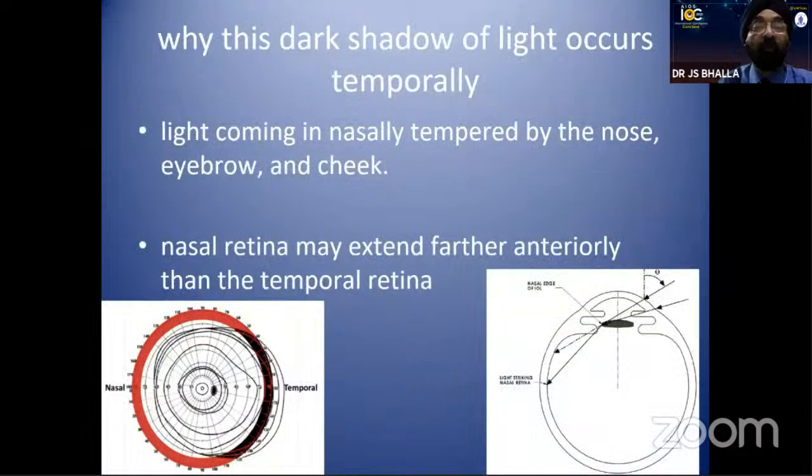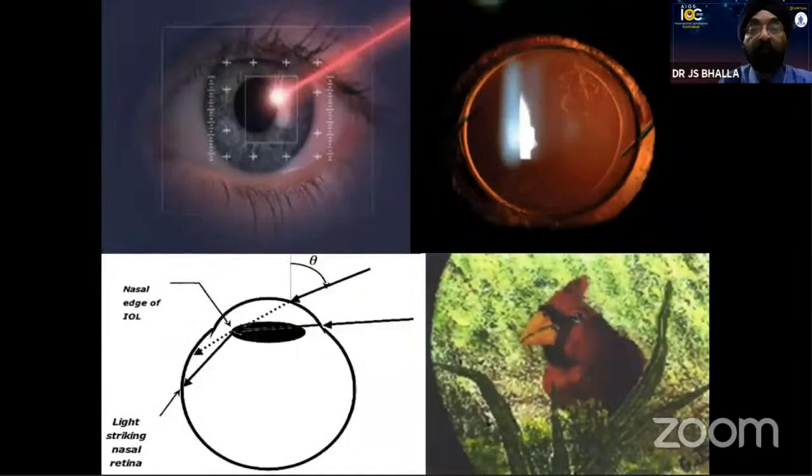Why it occurs only temporally is because the light coming in nasally is blocked by the nose, eyebrow, and cheek. And secondly, the nasal retina may extend further anteriorly than the temporal retina. These are some of the diagrams which have been drawn by the patients, and they find that this is the temporal crescentic shadow.